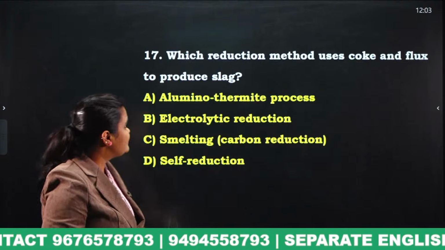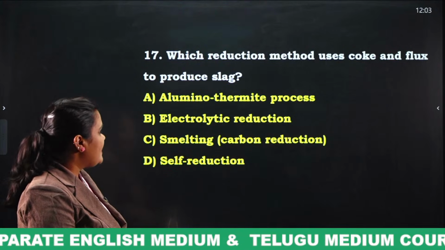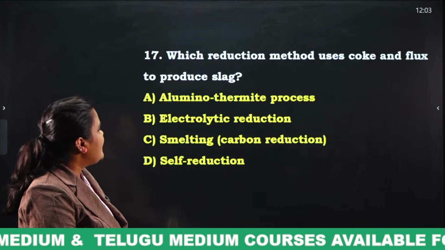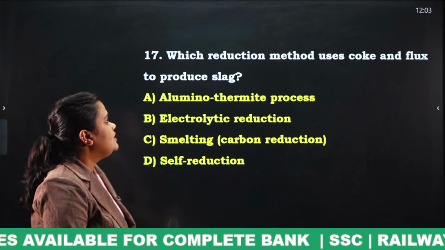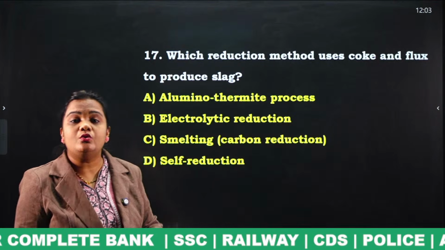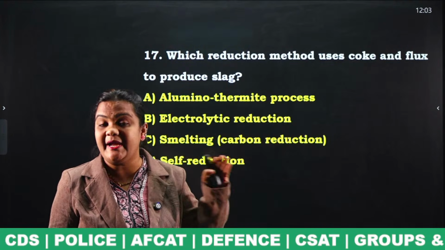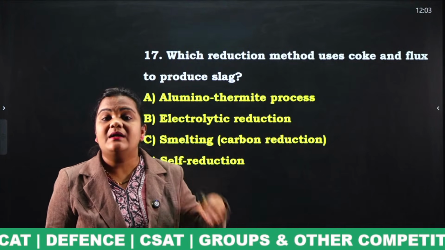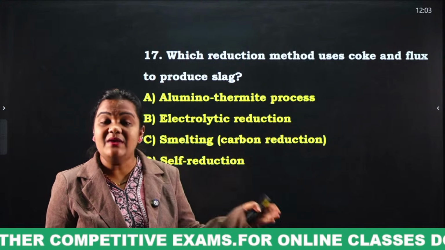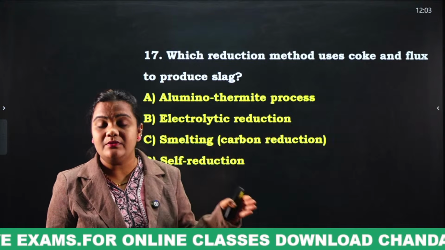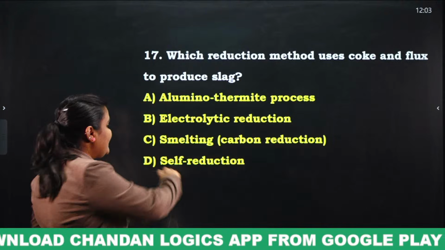Sulfide ores. Next, which reduction method uses coke and flux to produce slag? Alumino-thermite process, electrolytic reduction, smelting, carbon reduction, self-reduction. So tell me. In order to remove the impurities, if we add a carbon reduction agent like coke, such that slag will be formed, flux will be formed. And if that flux is combined with the impurities, that combination is known as slag. So this type of method is known as smelting. Very good.